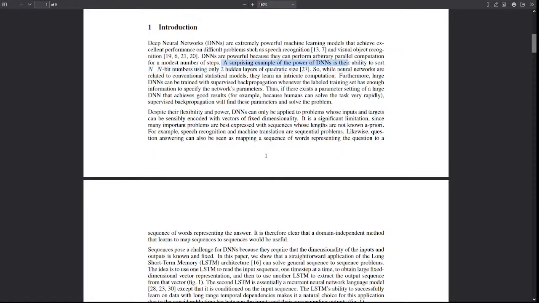An example of the power of DNNs is their ability to sort n-bit numbers using only 2 hidden layers of quadratic size. So while neural networks are related to conventional statistical models, they learn an intricate computation, whenever the labeled training set has enough information to specify it. Thus, if there's a parameter setting of a large DNN that achieves good results, supervised backpropagation will find these parameters and solve the problem.